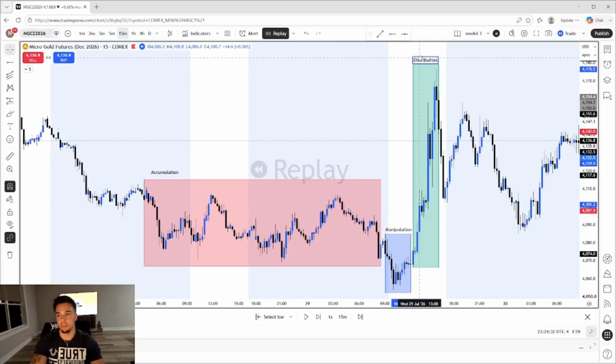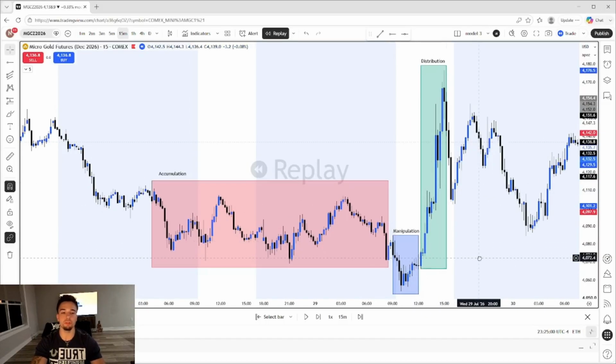Now, is it always going to look this pretty? No, but for the most part, it's going to look very similar, whether it's to the upside or to the downside. The only difference that you will really notice is if this were to go reversed. So if this manipulation was higher, what you would wait for is the confirmation of the distribution lower in order to hop into your trade.